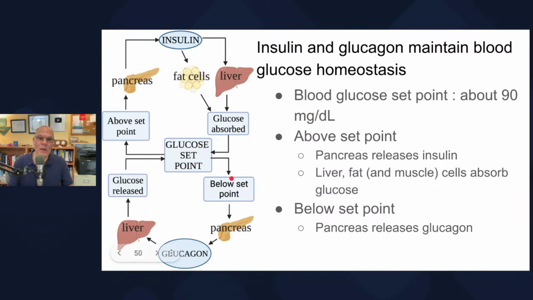That'll feed back to the pancreas, and it will then take a break and stop releasing glucagon. So that's the basic system by which blood glucose homeostasis is managed within your body.